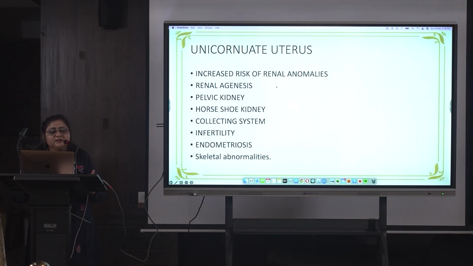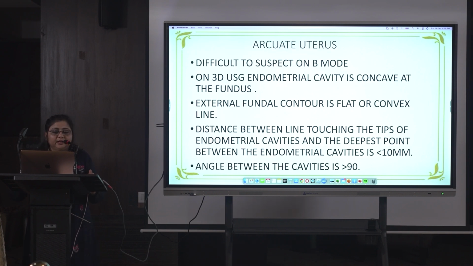In unicornuate uterus, as we know, there is an increased risk of renal anomalies like renal agenesis, pelvic kidney, horseshoe-shaped kidney, and collecting system abnormalities. Patients can suffer from infertility and endometriosis. These patients come with severe pain because if menstrual blood collects in the rudimentary horn, they will have menstrual pain, but the blood cannot come out because of the non-communication. There is also a backflow of blood, and endometriosis is always associated with unicornuate uterus. So the treatment of these patients is really difficult.